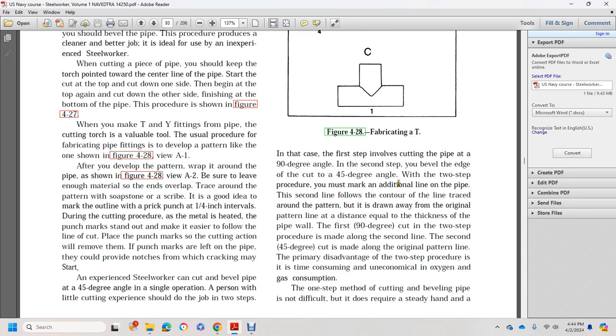The 2-step procedure must mark the distance line on the pipe. The second line follows the contour of the line traced around the pattern, but is drawn away from the original pattern line at a distance equal to the thickness of the pipe wall. The first 90-degree cut may be made along the second line. The second 45-degree cut is made on the original pattern. The primary disadvantage of the 2-step procedure is that it is time-consuming and uneconomical in oxygen and gas consumption.